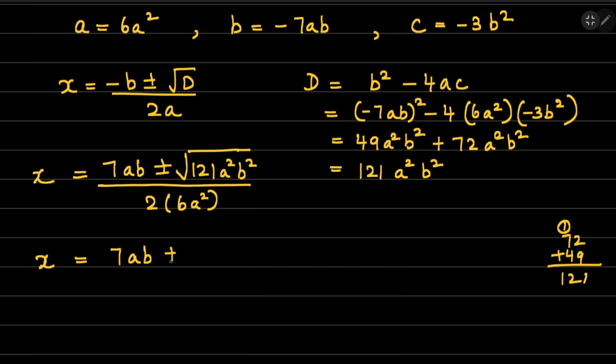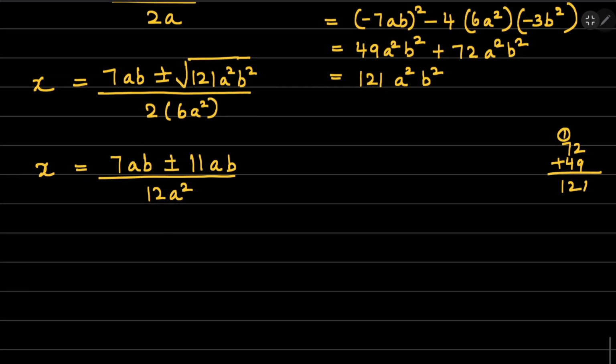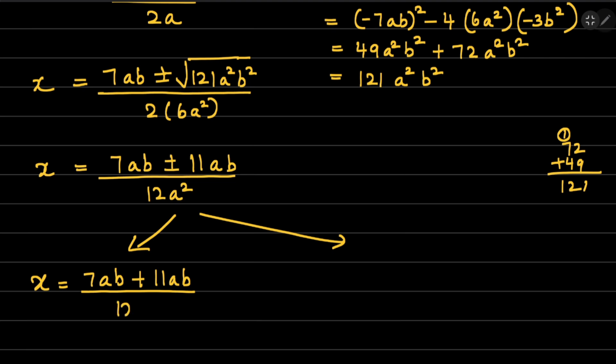7ab plus or minus root of 121 is 11. Root of a square is a, root of b square is b. Whole divided by 6 2s are 12a square. Right? So you can split it into two roots. The first root will be x is equal to 7ab plus 11ab whole divided by 12a square.